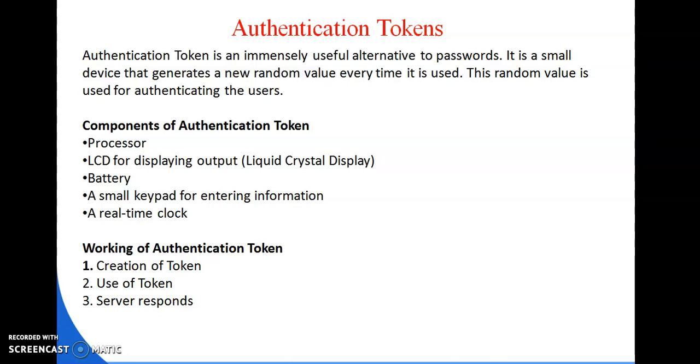The components of an authentication token are a processor, an LCD for displaying output, a battery, a small keypad for entering information, and a real-time clock. So an authentication token is just an alternative to the password. It is a small device that generates a new random value every time, like an OTP, one-time password. This value is randomly generated every time, and it is used for authenticating the user.